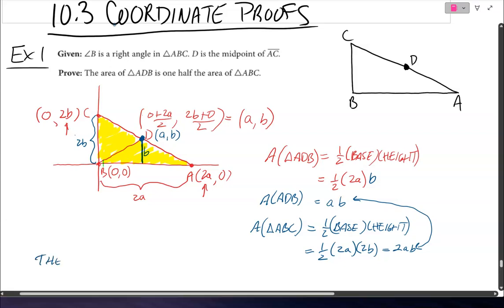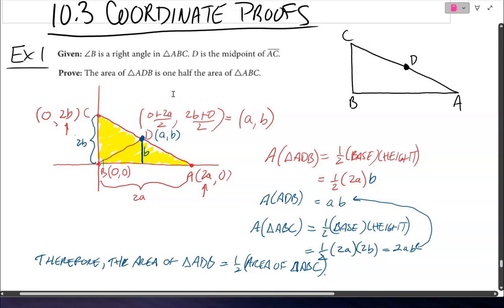So we can just say, therefore, the area of triangle ADB is half the area of triangle ABC. And that's what we were trying to prove. Any questions on that?